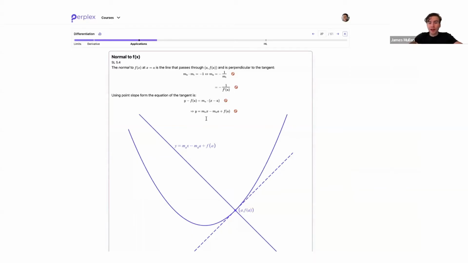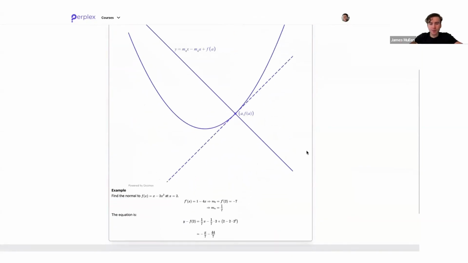And I can use my point slope form again. I can do y minus f at that point, a, is equal to the slope of the normal times x minus the x coordinate that I'm interested in. Okay, and I'll show you an example in a second.